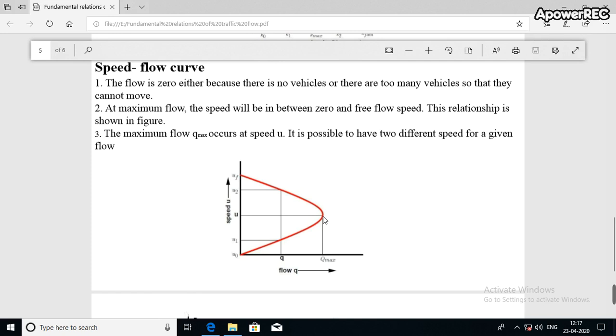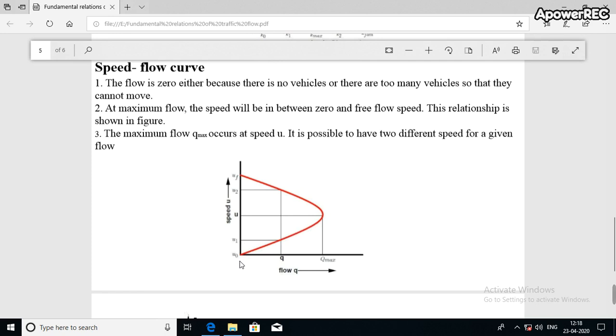Beyond that, if the flow tries to increase, the speed will decrease, and as a result, the vehicles will not be able to move. This Qmax condition corresponds to the Kmax condition, that is the maximum density. Beyond that, if they even try to move, they will not be able to move freely. So as a result, the vehicle count will decrease. That means the flow will decrease, and as a result, the speed will also decrease. So up to a certain point, again they will reach the zero value where the jamming condition occurs. No vehicles will be able to move.